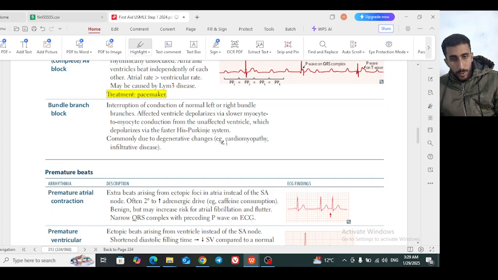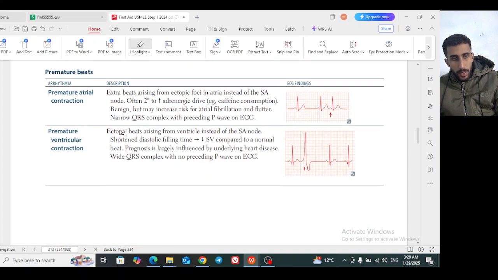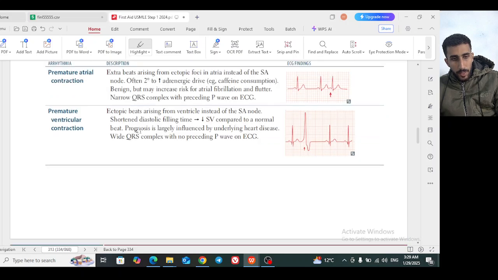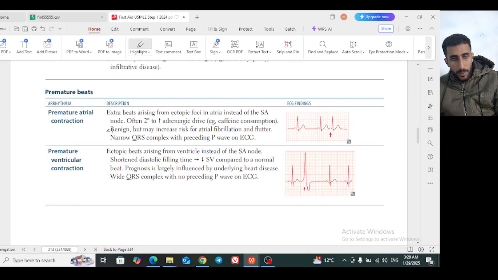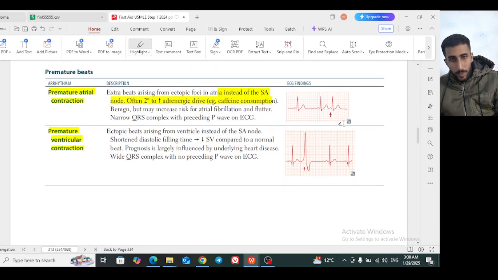It commonly occurs due to cardiomyopathy or infiltrative disease, all of that. So lastly, the premature beats. So you have premature atrial contraction or premature ventricular contraction. For the premature atrial contraction, you may find this in some people who take caffeine. This is a premature atrial contraction. This is an extra beat coming from an ectopic focus of the atria.